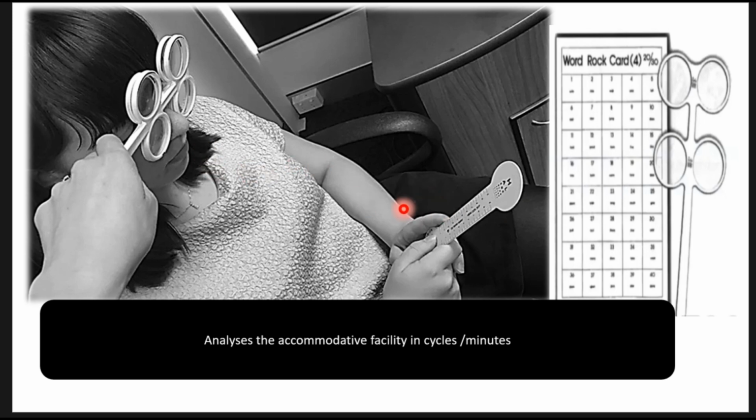Now, why are you telling the patient to call out the numbers or letters? Because this will ensure active accommodation. Sometimes kids will just be looking at it and not really accommodating. And to ensure accommodation, you have to ask them to read it out aloud. Now, you put these flipper lenses in front of the patient and quickly flip them. So at one point, you are putting the plus lenses in front of both the eyes, and as you flip the lenses, you are going to put minus lenses in front of the eyes. This way, you are going to analyze the accommodative facility in cycles per minute.